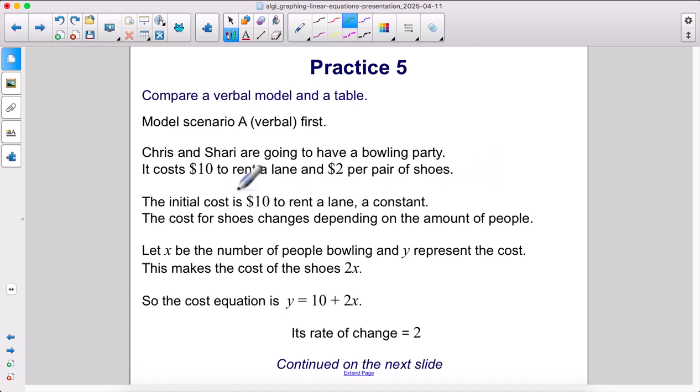The initial cost is 10, which is a constant. And the cost of shoes changes depending on the amount of people. Let x be the number of people bowling and y represent the cost. This makes the cost of the shoes 2 times x, 2 times the number of people. And the constant, that's going to be our y-intercept. So the cost equation is y equals 10 plus 2x, making its slope 2, the coefficient of x. That's the rate of change.